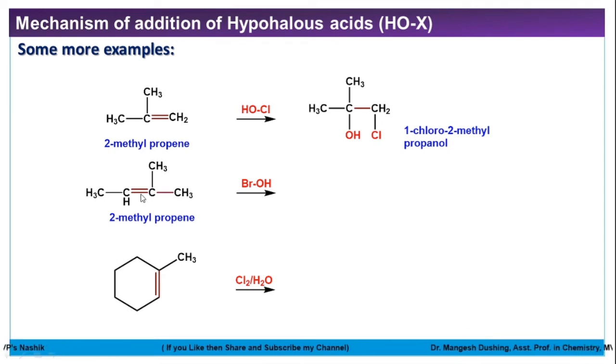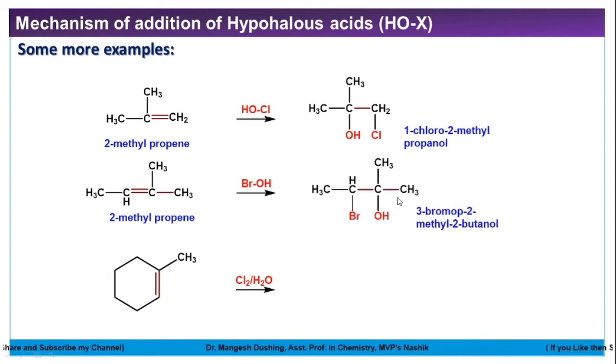डबल बॉन्डचा काय होतो सिंगल बॉन्ड, आणि ज्या कार्बनला कमी हायड्रोजन असेल तिथे कोणता येतो निगेटिव्ह पार्ट ऑफ द रिएजंट. सो हियर this is your product. So OH goes to this carbon atom while Br goes to this carbon atom. Our product is 3-bromo-2-methyl butanol. Now in this case here, this is a double bonded carbon, this is a double bonded carbon.